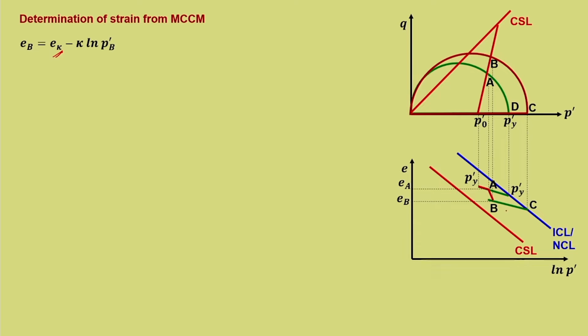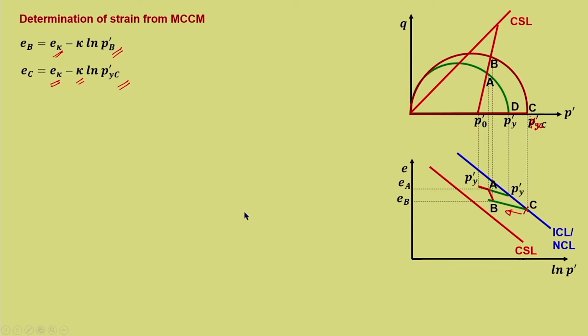But then you need to understand, we are now discussing the line CB. So, accordingly e_B is equal to e_kappa minus kappa ln p dash B, just like what we have got for e_A. And this point e_C can be written as e_kappa minus kappa ln p dash YC, this particular point. So, this is p dash YC.